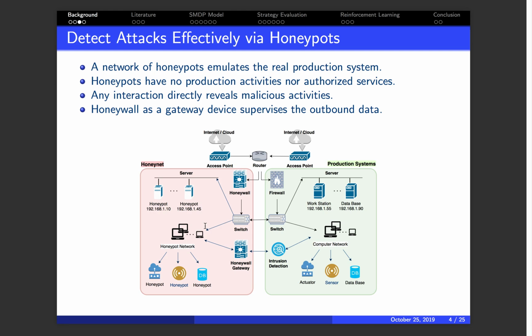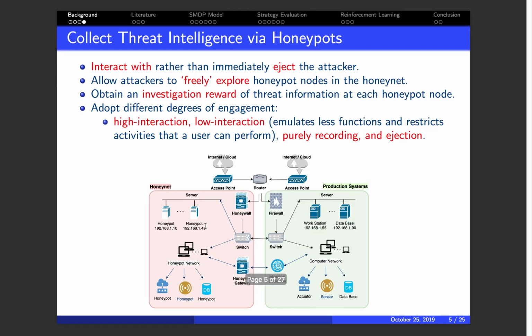On the right, we have a production system, and on the left, we have a network of honeypots to emulate this production system. The honeypots have the same topology, but there are no production activities, so any interaction directly reveals malicious activities. We also have honeypots at the gateway device to supervise the outbound data, so that we reduce the risk that attackers compromise the real system from the honeypots.